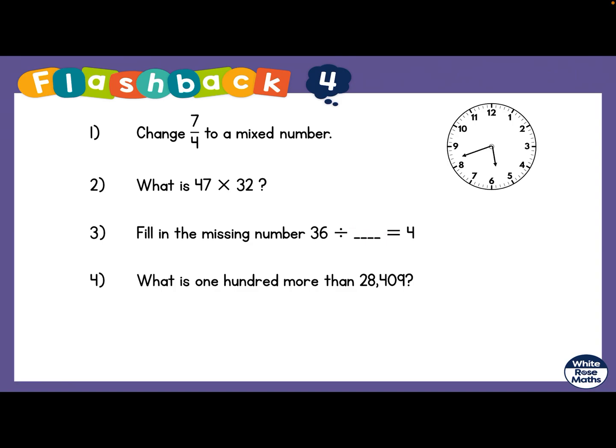So for the first one, the answer is 1 3/4. You'll notice that 7 quarters is made up of 4 quarters and 3/4, and 4 quarters is a whole. Multiply these two numbers together, you get 1,504. The missing number is 9. We do 36 divided by 4 equals 9, and that's where we get the missing number.